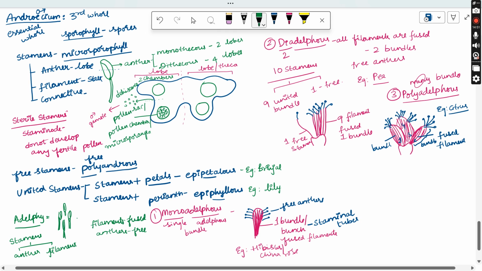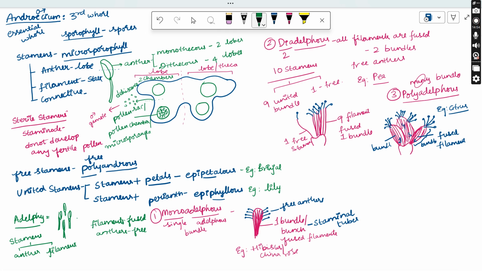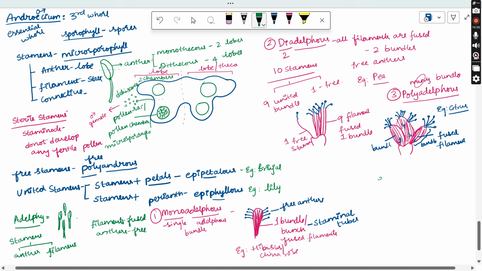Now we have another case. We can find variation in the length of these filaments within the same flower. Suppose there are flowers of mustard and salvia. In these two plants, you can find differences in the length of the filaments. When they are arranged, some may be of shorter length and some may be longer. So you can find the differences in their length.